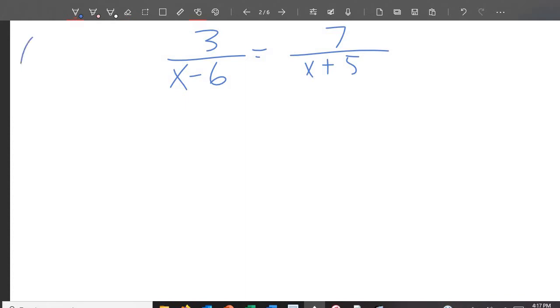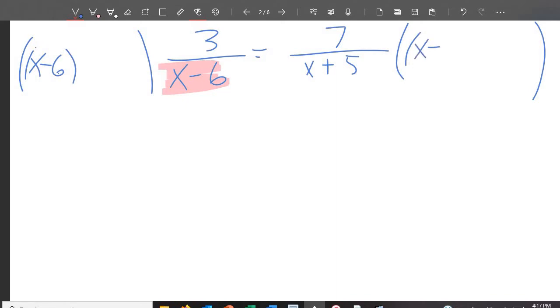Now, I'm going to put my parentheses next to everything, and we're going to locate the common denominator. Now, remember the common denominator is any binomial that's in the denominators must be part of the common denominator. Here is an x minus 6. That means in my parentheses, I'm going to have an x minus 6. In this one, there's an x plus 5. So in my parentheses, I'm going to have an x plus 5.